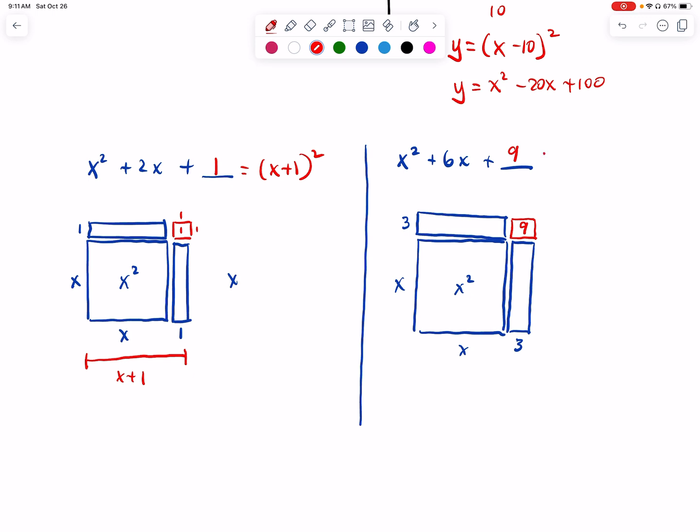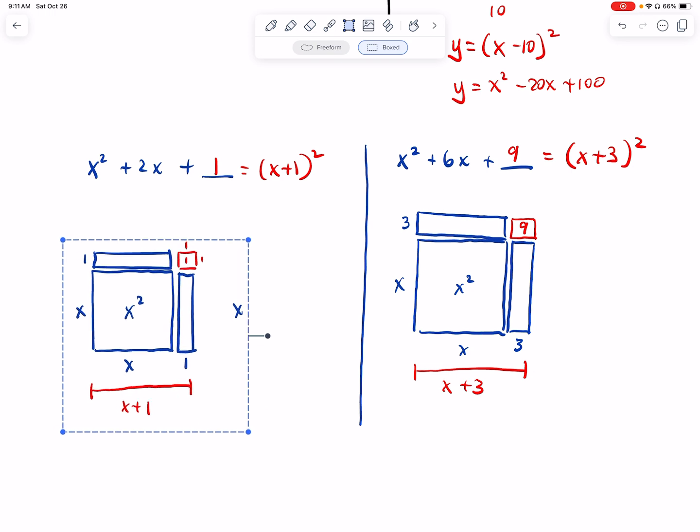And in order to factor this, I figure out the length of my square, and the length of my square is x plus 3. So this factors as (x plus 3) squared. Now, you don't want to have to draw this picture every single time, so let's make some connections here. Let me scooch this picture down a little bit.